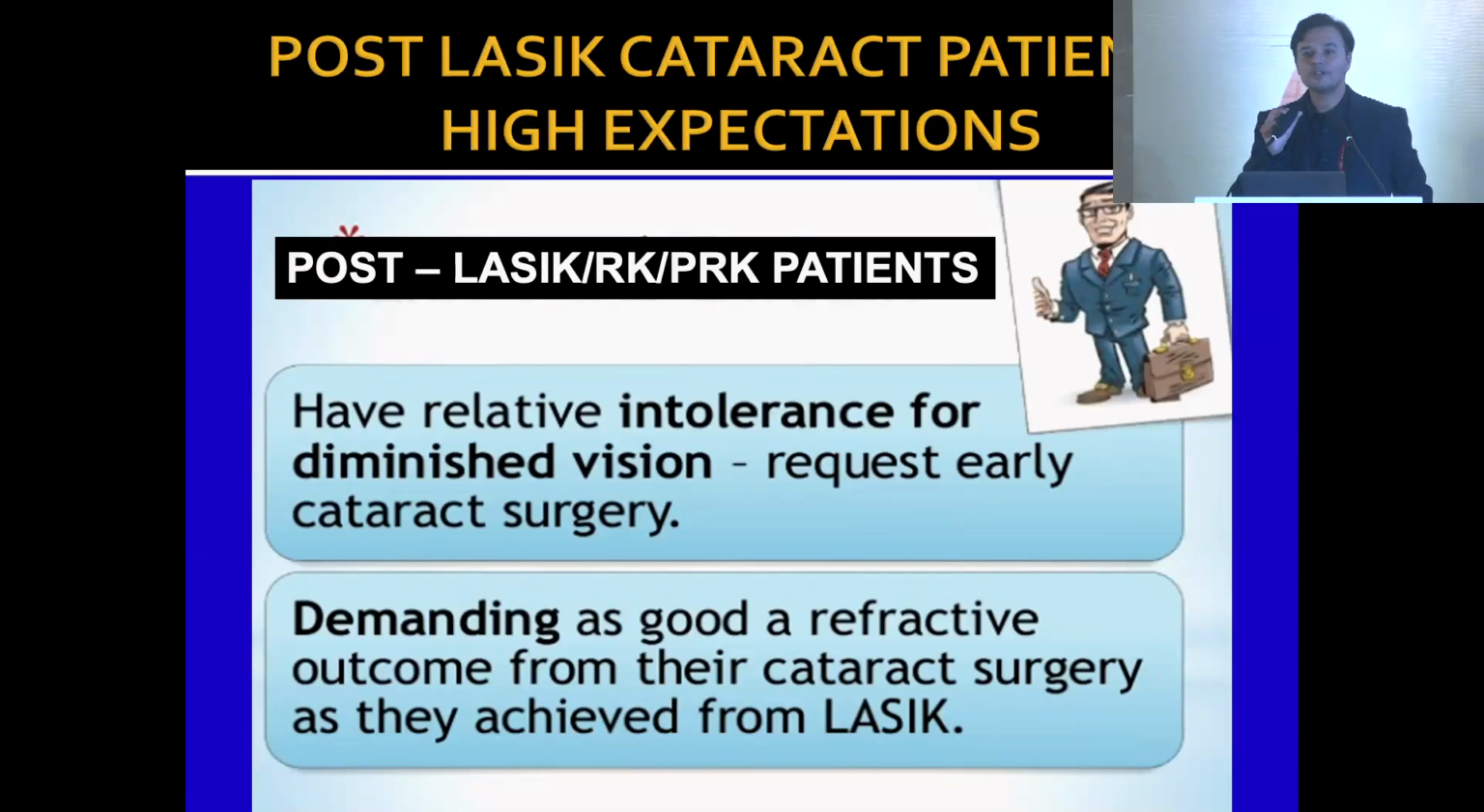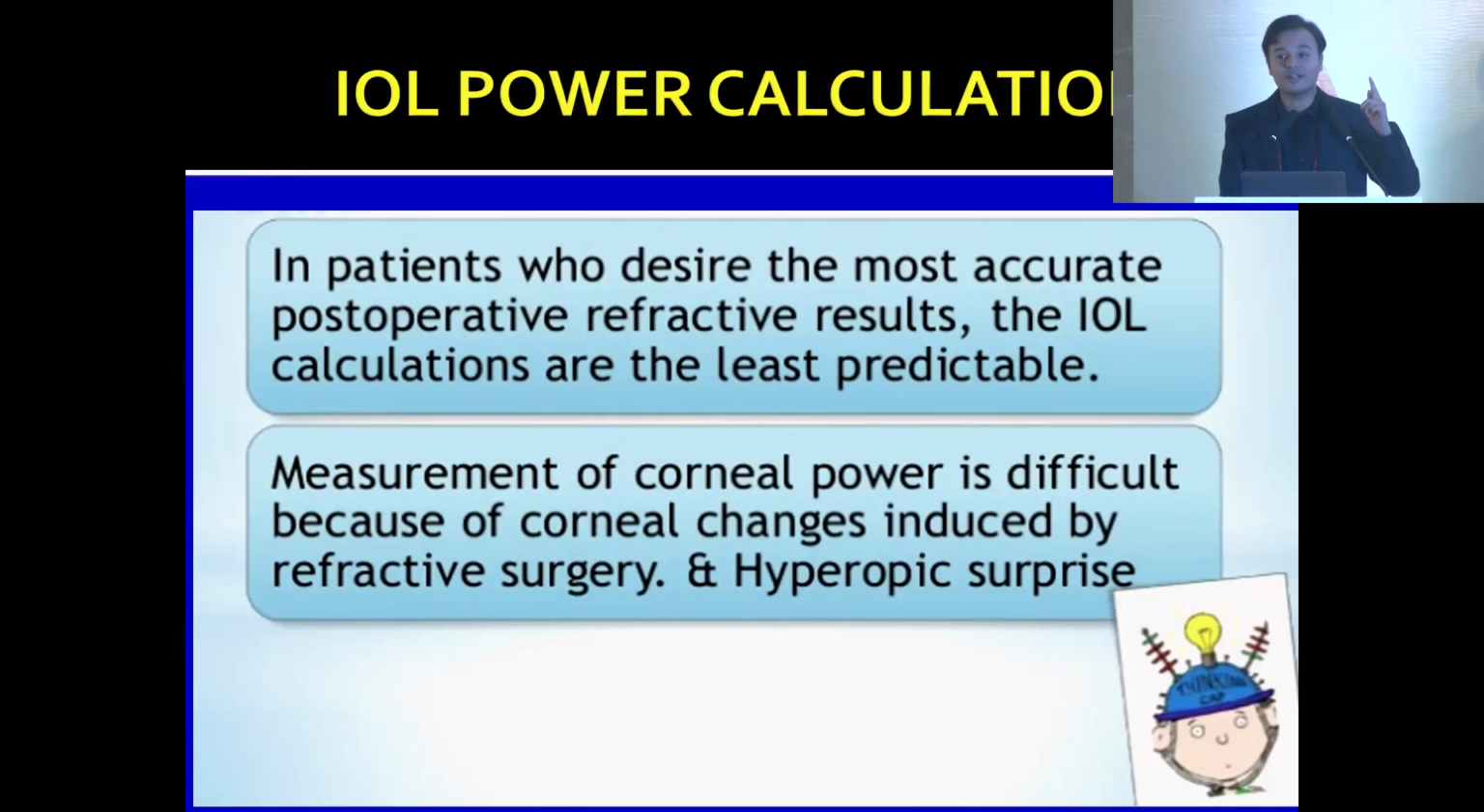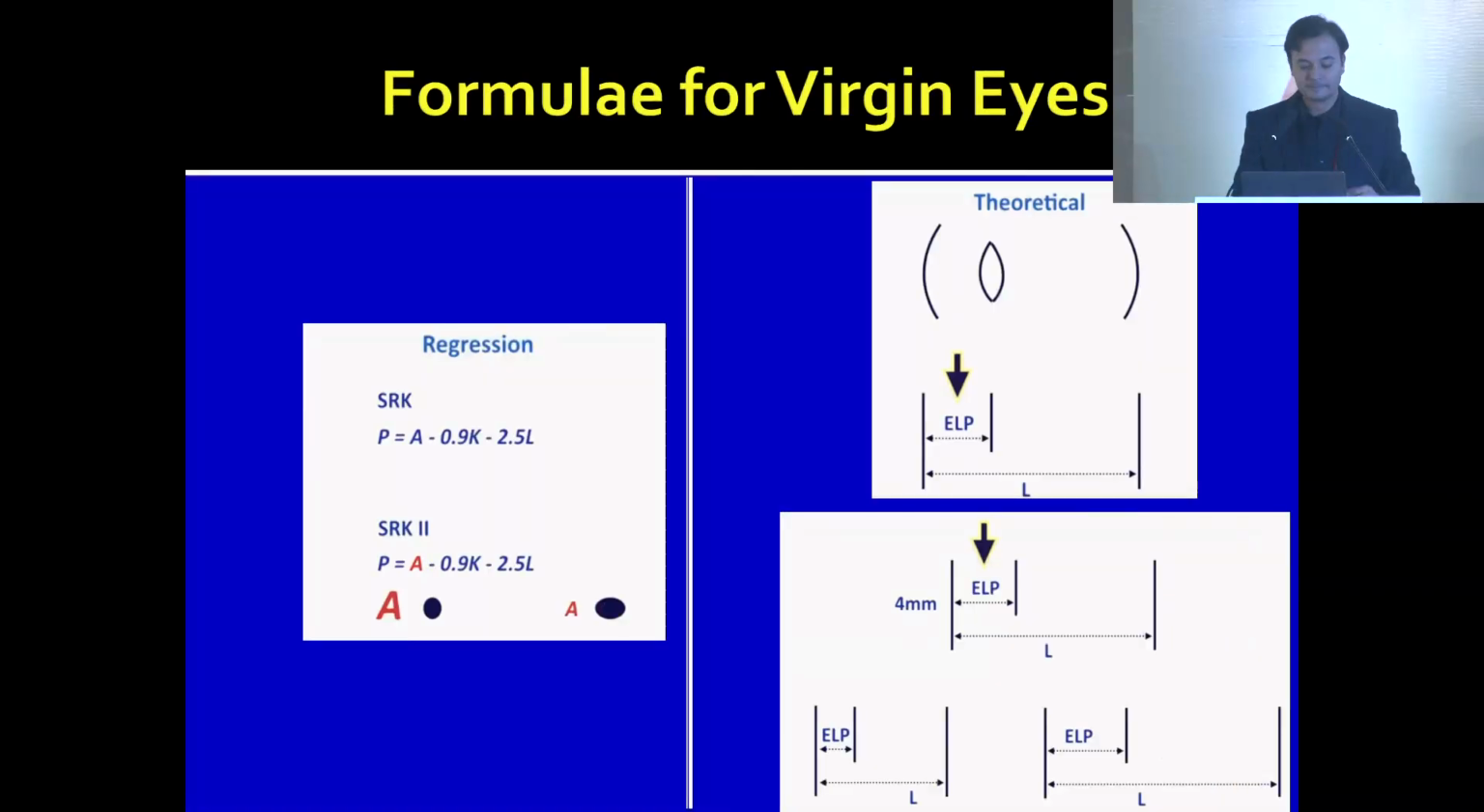So this baby boomer generation are now the people who are becoming 55, 60, 70-year-olds who are coming back for cataracts around the world, and many of them who have tasted the success, the magic, the accuracy of LASIK, now have very poor tolerance for imperfections. So basically they are the ones who will come to you early for cataract surgery, but they are the ones who are intolerant to inaccurate results. And unfortunately, in the very patients who desire the most accurate results because of their previous experience with LASIK, the IOL calculations are unfortunately least predictable.